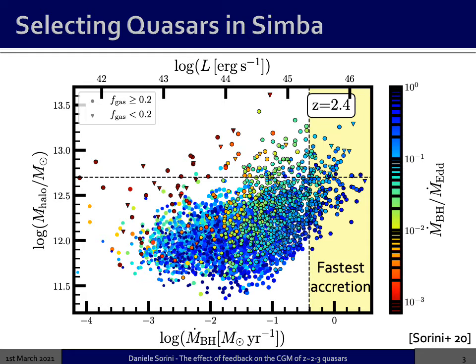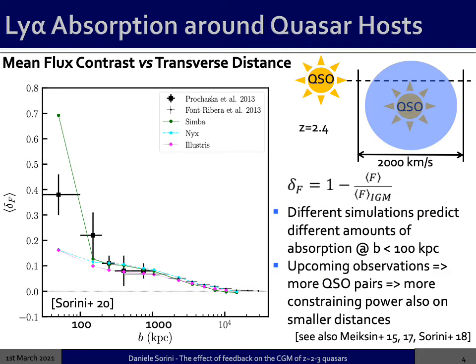We select quasars in Simba as the black holes with the fastest accretion rate. If you're interested in exactly how we determine the accretion rate threshold in our selection criterion, please check my paper. Once we select the quasars, we then generate Lyman-alpha absorption spectra along lines of sight in different bins of impact parameter, following exactly the same binning as in the observations.